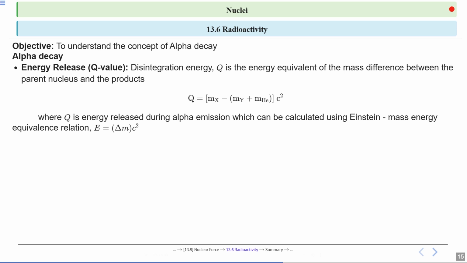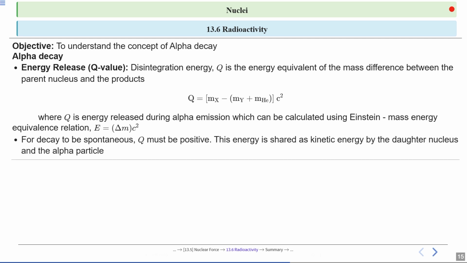In this equation, mX is the mass of the parent nucleus, mY is the mass of the daughter nucleus, and mHe is the mass of the alpha particle. The c squared stands for the speed of light squared, which comes from Einstein's famous equation E equals delta m times c squared. Remember, all masses should be in kilograms and the energy will come out in joules. For example, if the mass difference is 0.001 atomic mass units, the energy released would be about 1.5 times 10 to the power minus 13 joules.